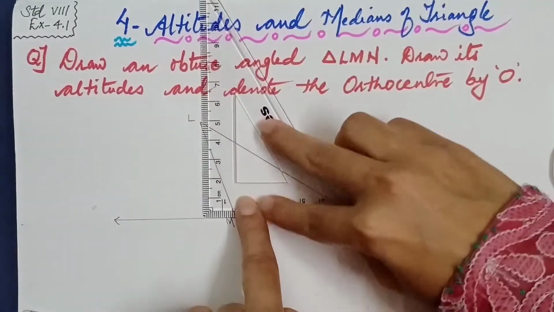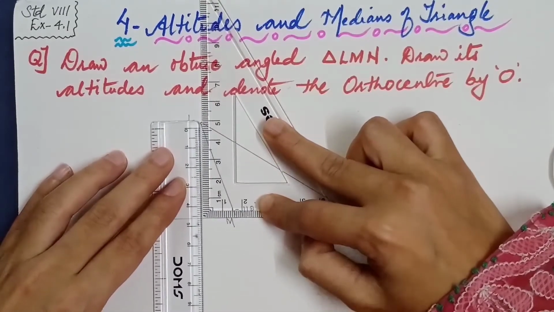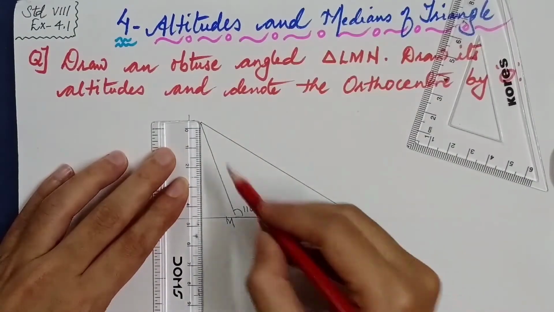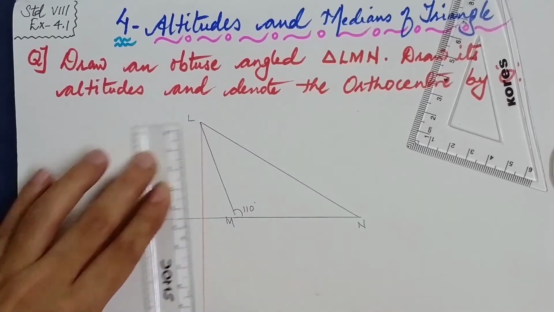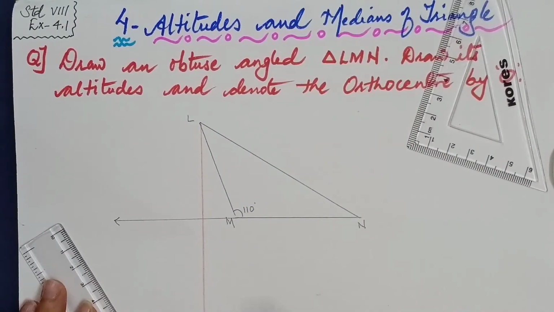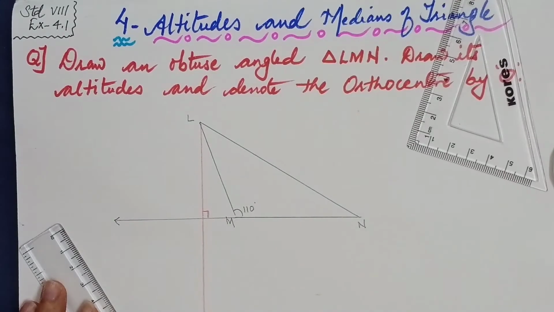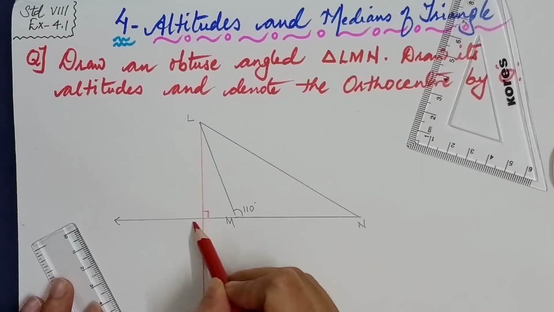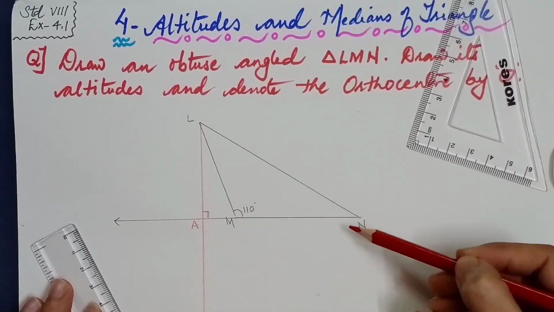What we are going to do now, we are going to use the ruler to extend the altitude like this. I'm going to draw this altitude using the red marker. Let us name it as LA. This LA is an altitude on side MN.